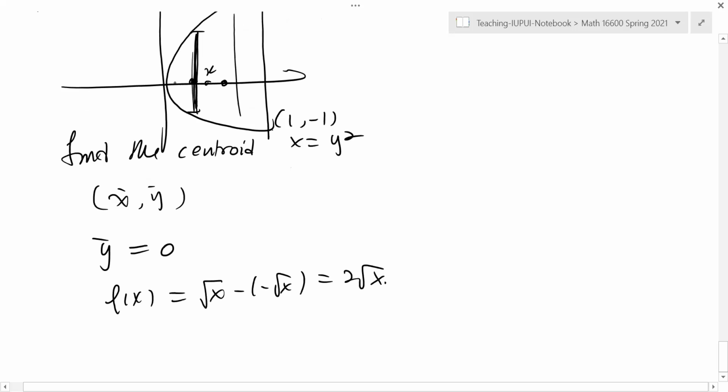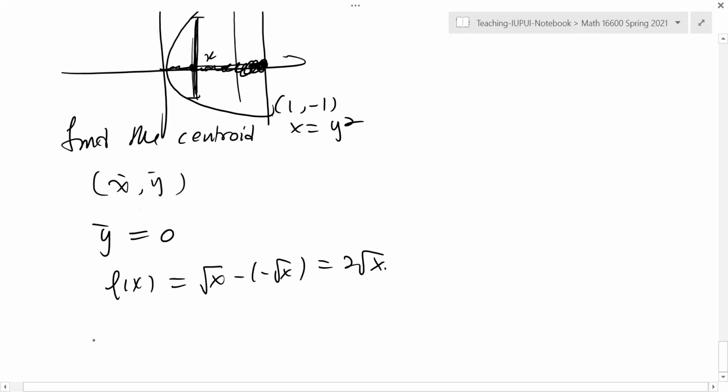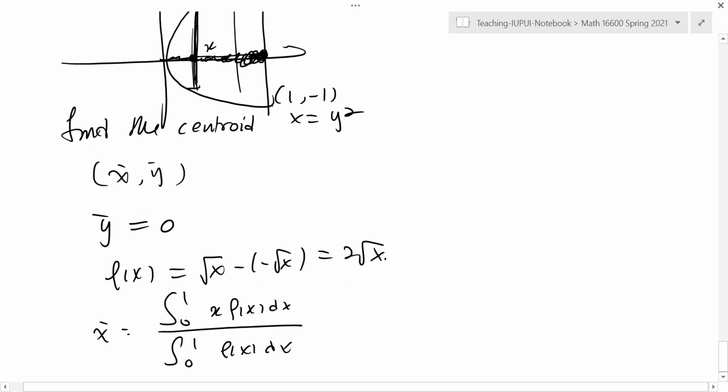So you get the density. It's more dense on the right-hand side than the left-hand side, right? So the centroid of this region, its projection on the x-axis, should be on the right-hand side. Okay. So now x bar is going to be the integral from 0 to 1 of x rho of x dx. Yeah, that's the easy one.